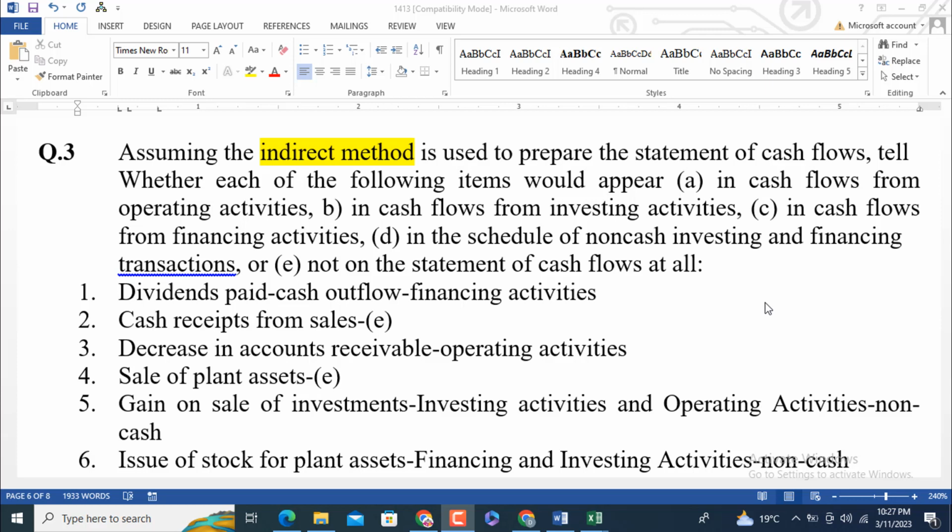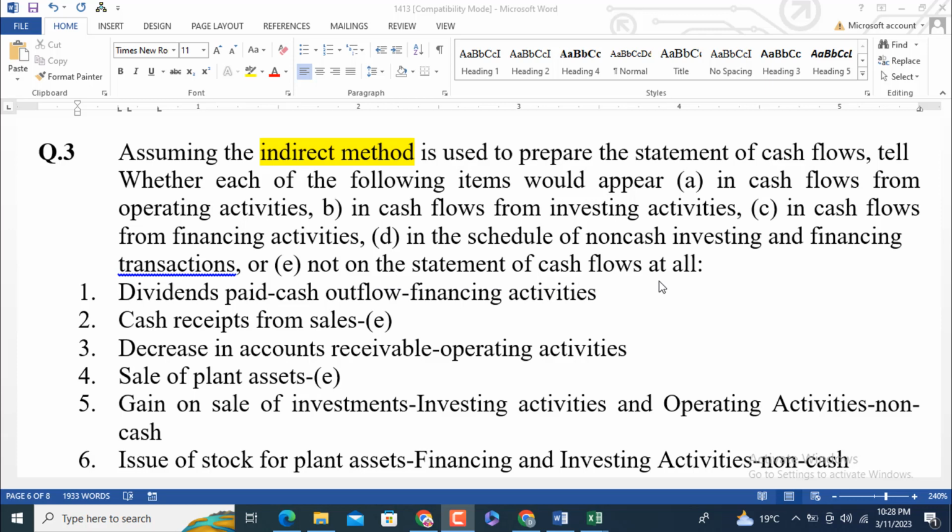This video covers the solution of question number 3 of subject code 1413 Financial Accounting, which is related to the autumn 2022 AIOU examination system. So let's start reading question number 3, then we will see its solution. Assuming the indirect method is used to prepare the statement of cash flows, tell whether each of the following items would appear in cash flows from operating activities, in cash flows from investing activities, and in cash flows from financing activities. In the schedule of non-cash investing and financing transactions are not on the statement of cash flows at all.